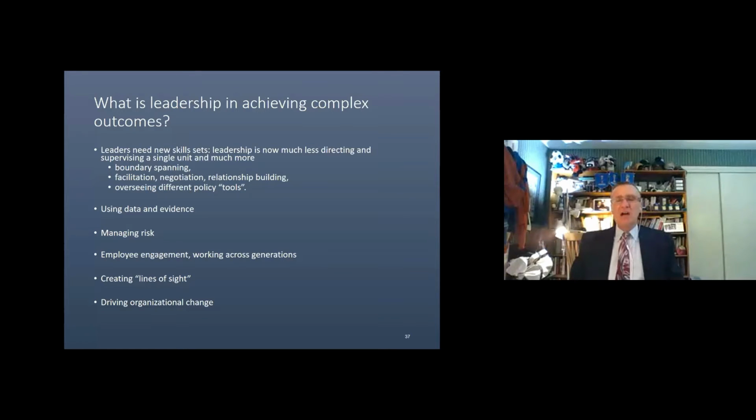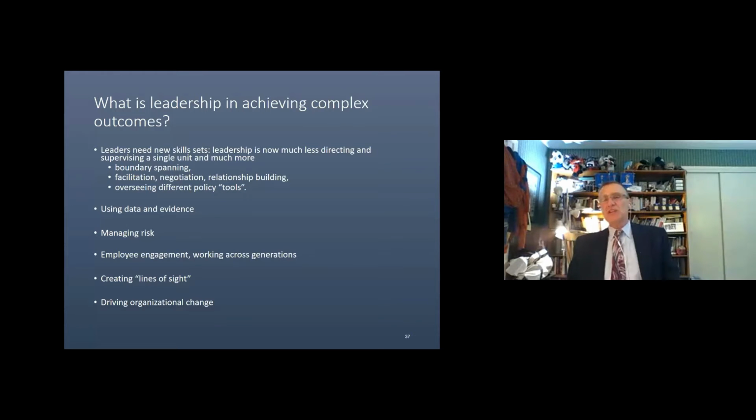But let me deal with the first part, employee engagement. I'll show you some slides on that in just a few moments about the importance of employee engagement. It means creating lines of sight. This is part of what leadership does. A line of sight is the ability to have a conversation with people that you're working with about how what she or he is doing contributes very directly to the outcomes that the organization is trying to achieve.